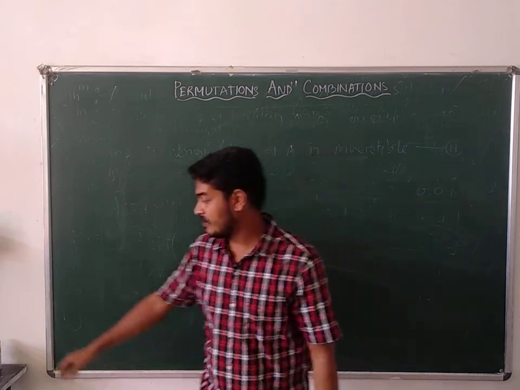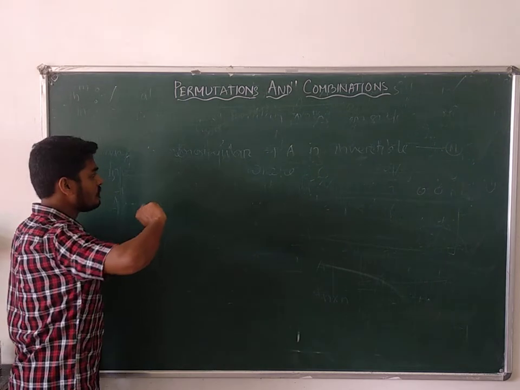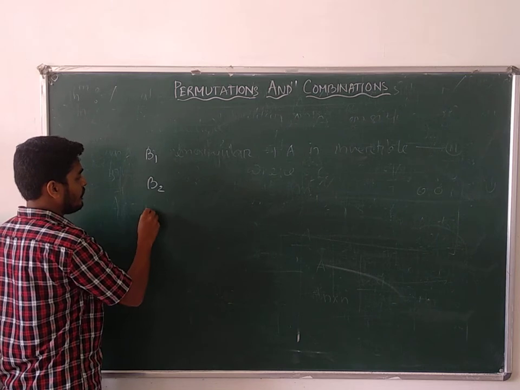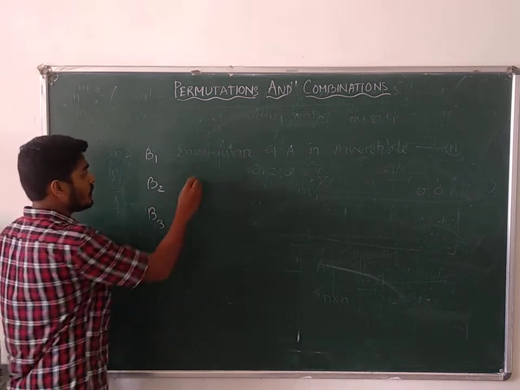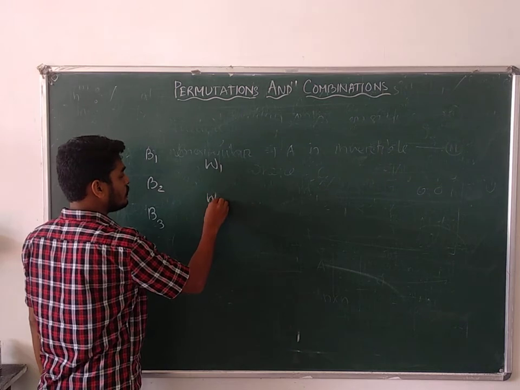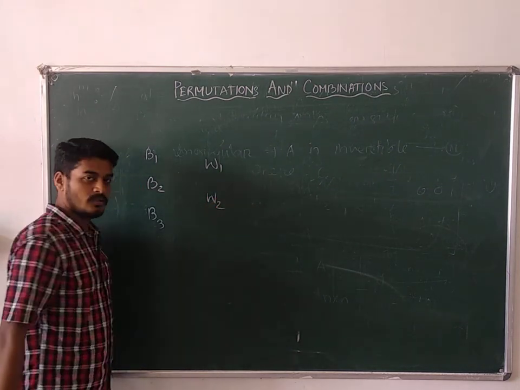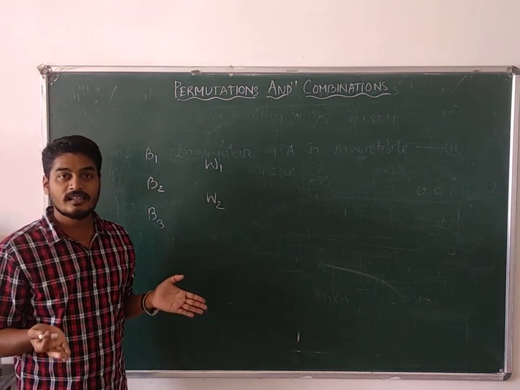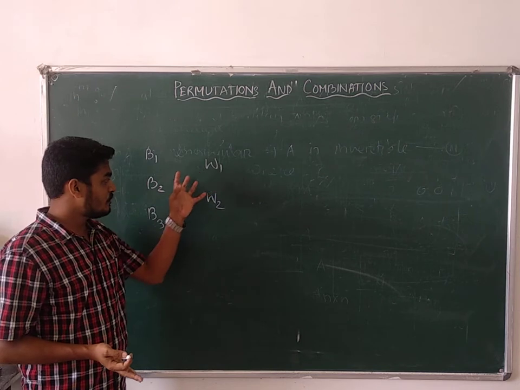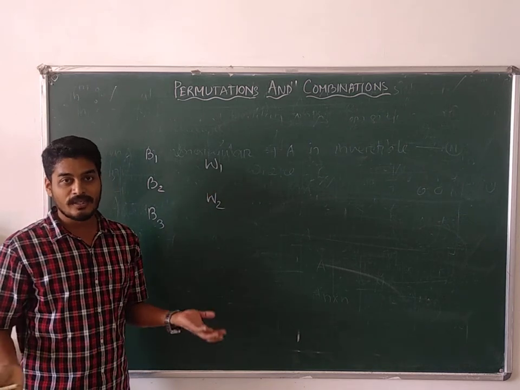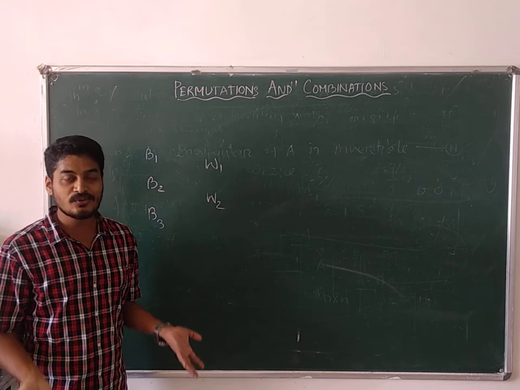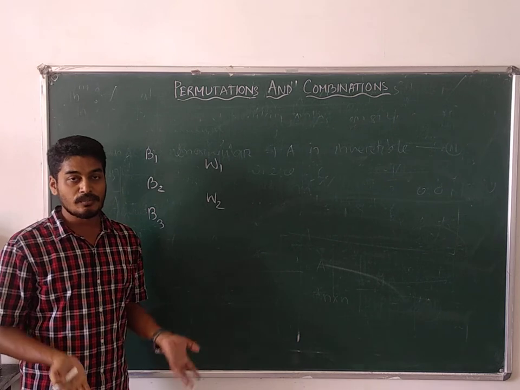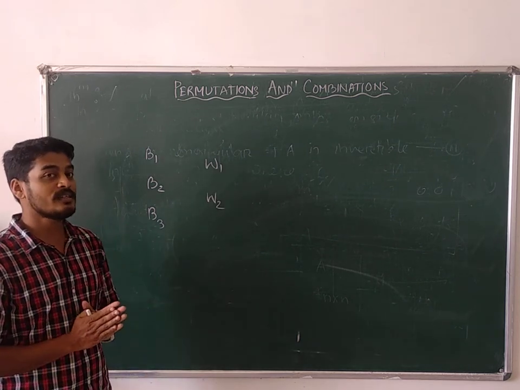Suppose a student has 3 bags, bag 1, bag 2 and bag 3, and 2 water bottles, water bottle 1 and water bottle 2. Suppose the situation is very simple. 3 different beautiful bags he or she has, as well as 2 decorative bottles. Obviously every student has a tendency to carry different bags as well as different bottles to school to impress their friends.